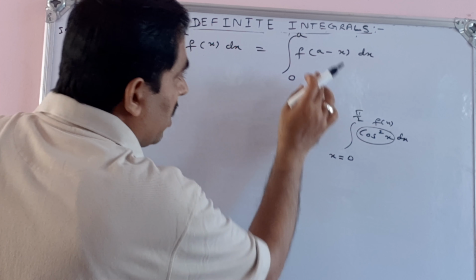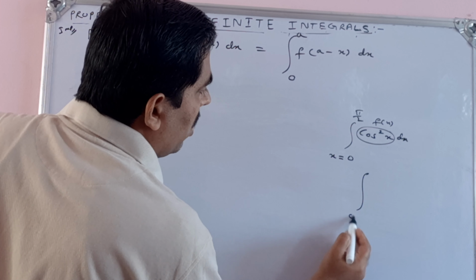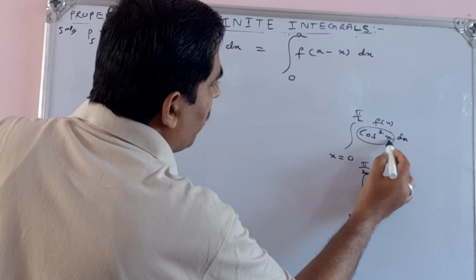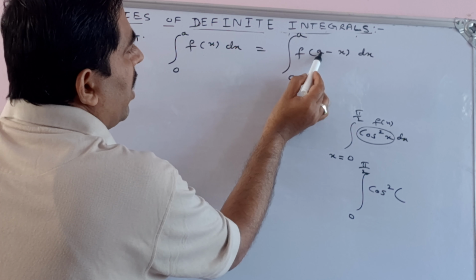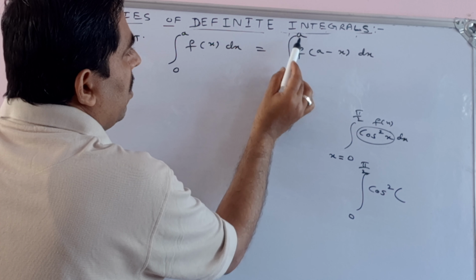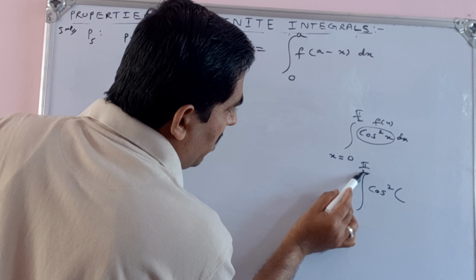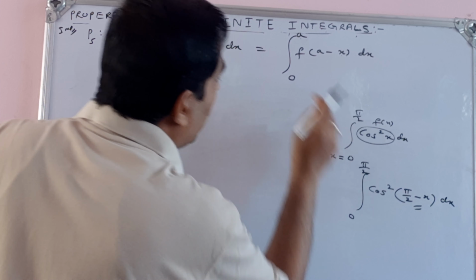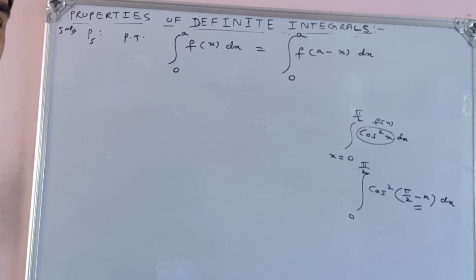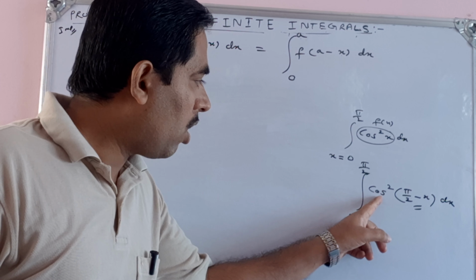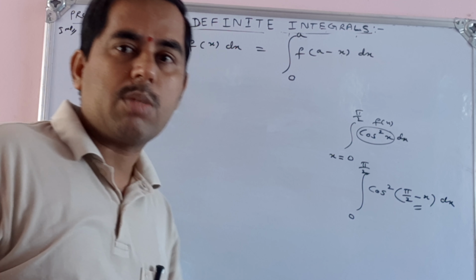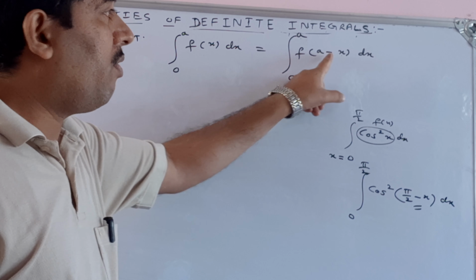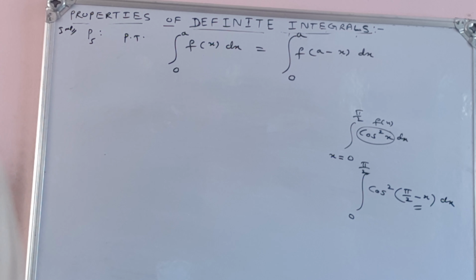Then the same thing can be written by using this property as the integration of, limits will not change, 0 to pi by 2, cos square of, instead of x, they have written a minus x. Upper limit minus x. So the upper limit is pi by 2 minus x. See this. So that's what this property says. cos square of pi by 2 minus x, then I can continue the simplification. So upper limit minus x, 0 to a, f of a minus x. So this we have to prove.